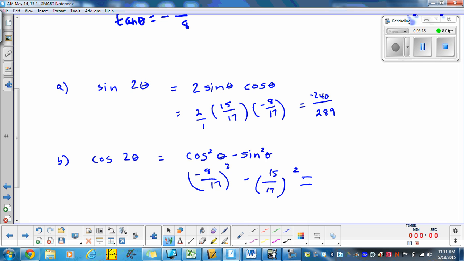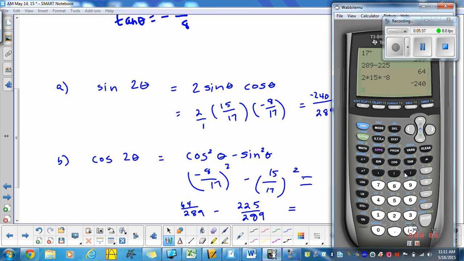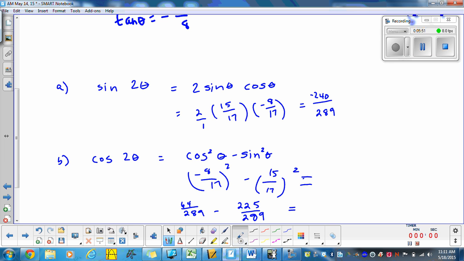So we have 64 over 289 minus 225 over 289. Remember, when you square a fraction, you multiply the top times itself and the bottom times itself. So let's pull up our calculator here, and we have 64 minus 225. So that's going to be negative 161 over 289. So, make sure we're on our pen. Negative 161 over 289.